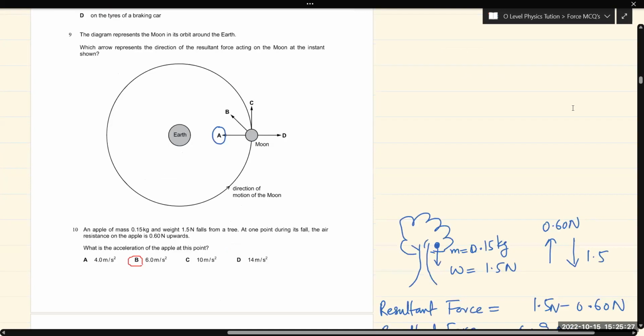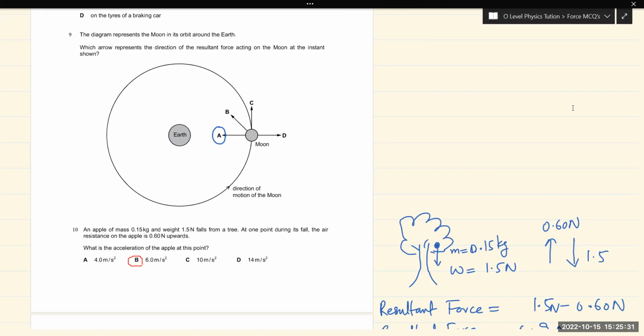So question number 9: a diagram represents a moon in its orbit around the earth. Which arrow represents the direction of resultant force acting on the moon at the instant shown? So obviously A is toward the center of earth. So moon is revolving around the earth, so the force is acting towards earth. So earth is the center for this motion.